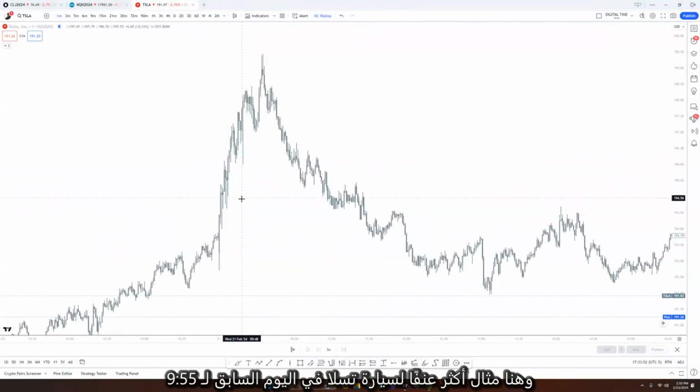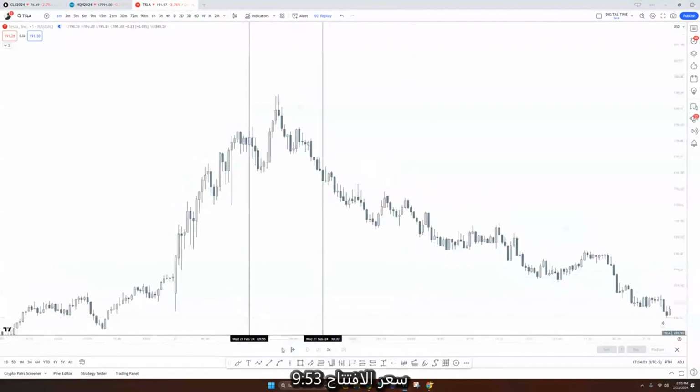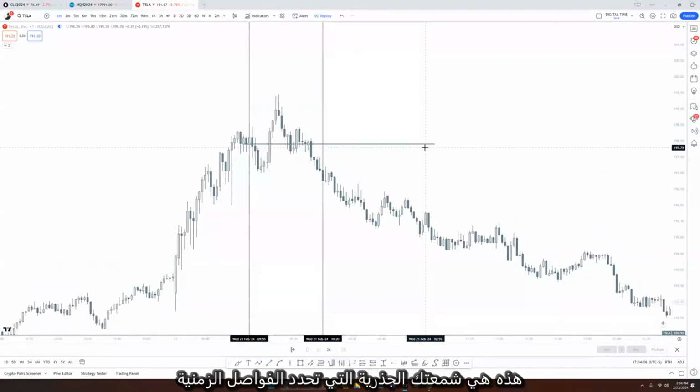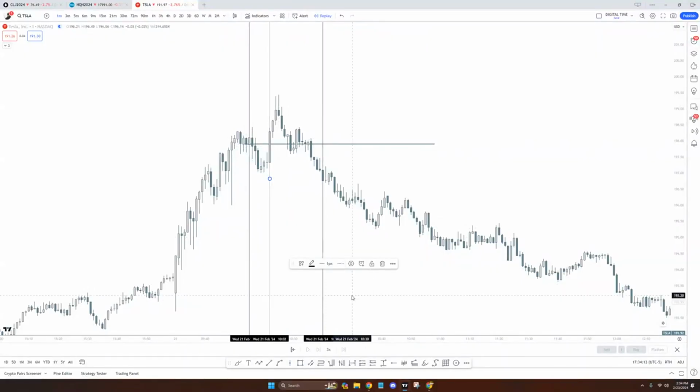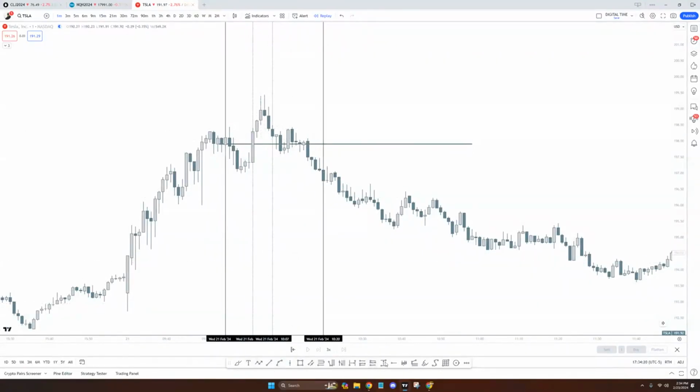Here's a more violent example of Tesla. The day before, 955, 1020, 953, opening price. There's your root candle. Mark the inner intervals. 1002 starts to displace up. 1007, there's your manipulation. Right there. Your manipulation candle.